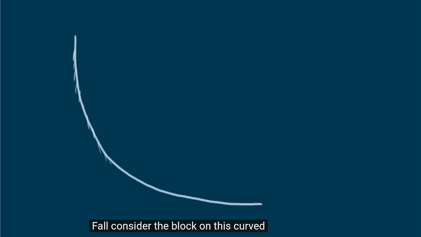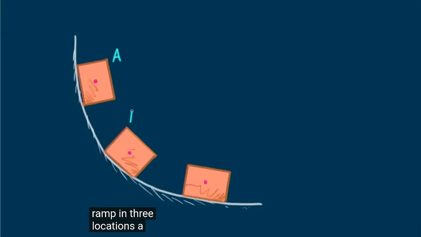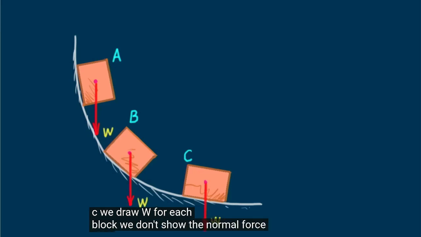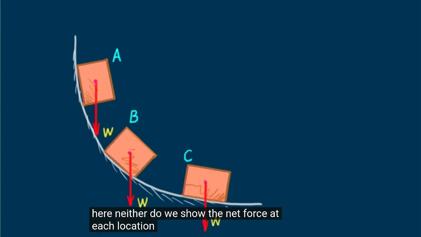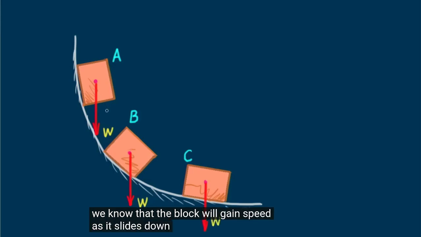Consider the block on this curved ramp in 3 locations: A, B, and C. We draw W for each block. We don't show the normal force here. Neither do we show the net force at each location. We know that the block will gain speed as it slides down the curved ramp.